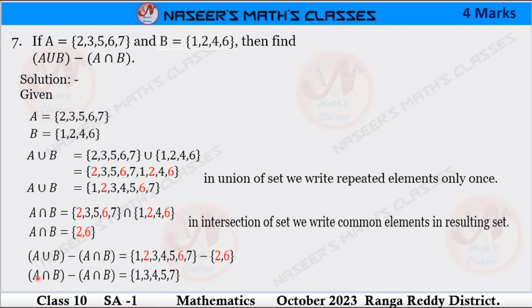Next we have to find A union B minus the A intersection B. Then we write it as set 1, 2, 3, 4, 5, 6, 7 minus 2, 6. Minus means we have to remove the A intersection B set from the A union B. Then we remove the elements 2, 6. Then we get the resulting set as 1, 3, 4, 5, 7. This is the required set.